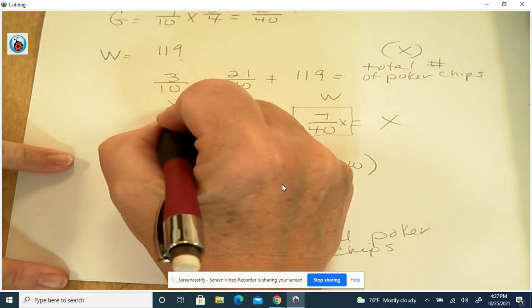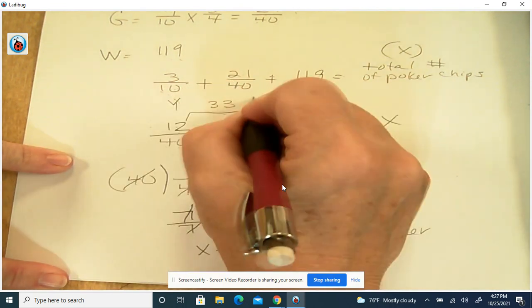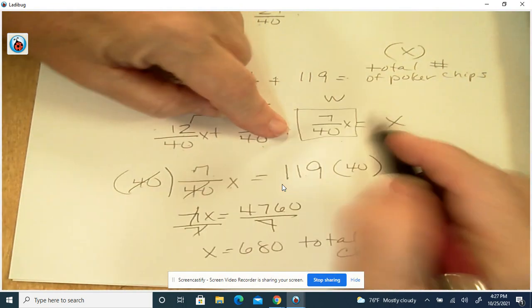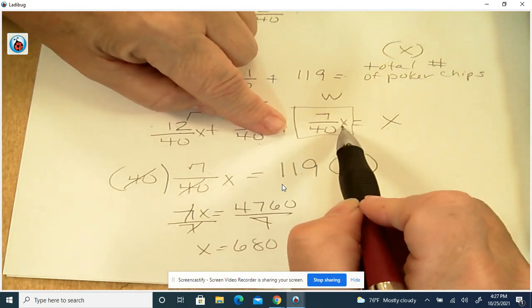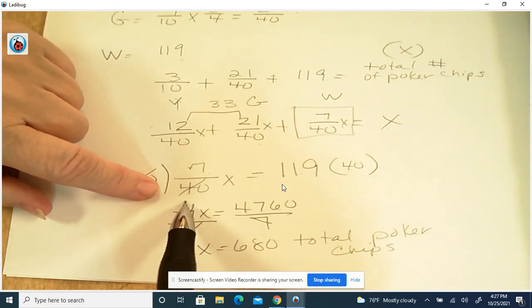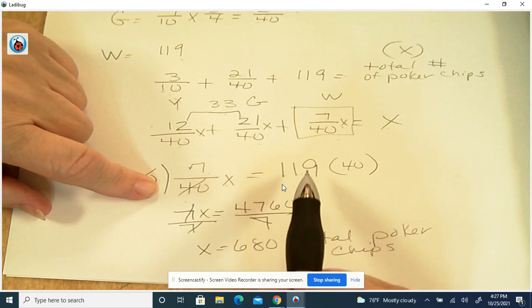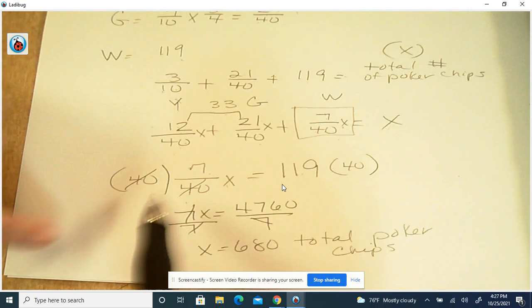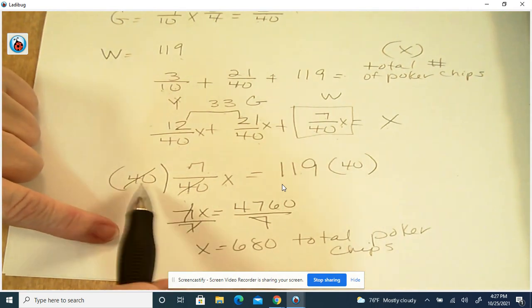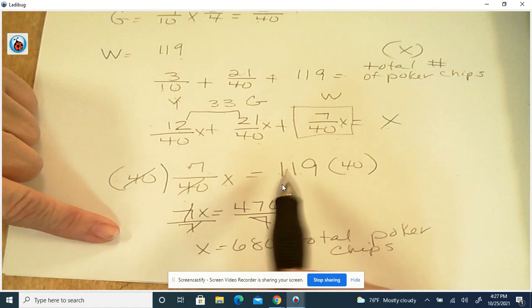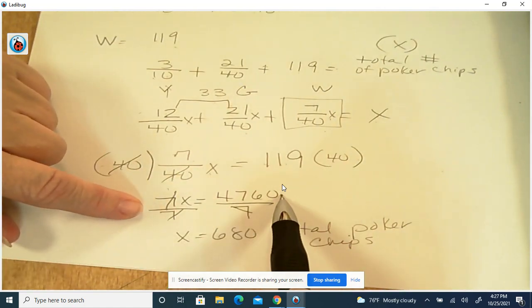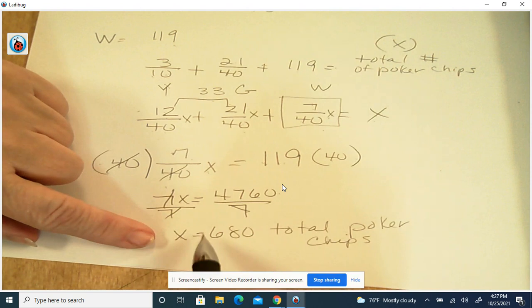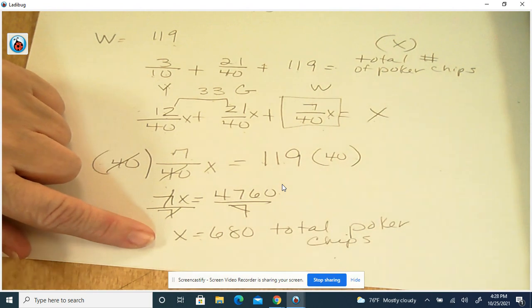So this is yellow, this is green, and this is white. The white chips is 7/40 of the total number of chips. That's how we got this down here, times X. And then we know that we have 119. So if we multiply both sides by 40, that gives us 7x equals 4,760. Divide by 7, x is equal to 680 total poker chips.